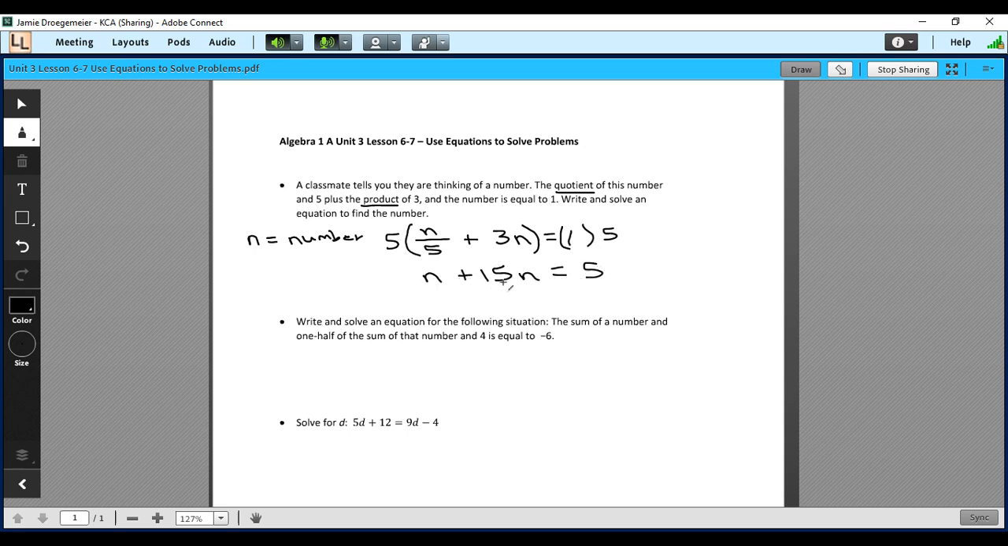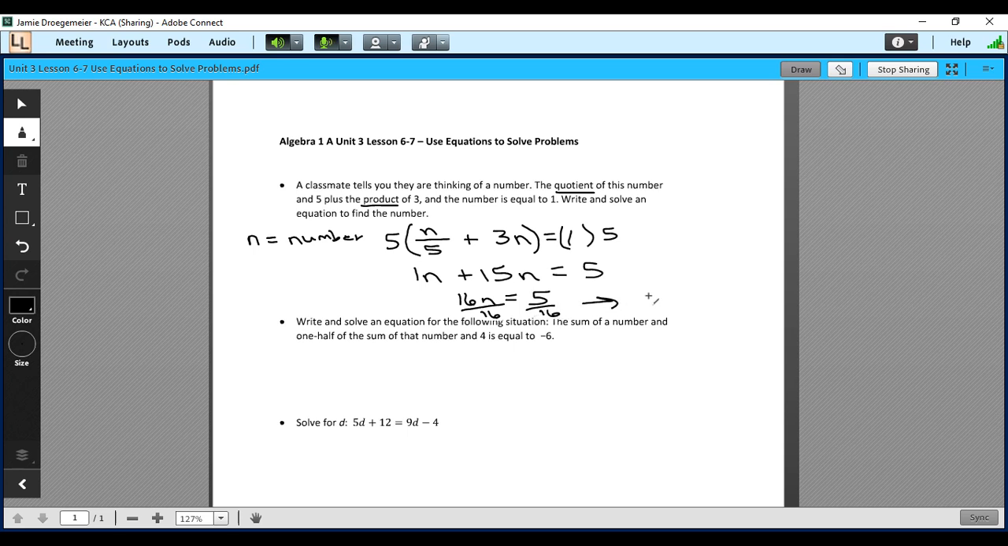Now I can add those two n terms together because they're like terms. Remember, this is the same as having 1n. So 1n plus 15n is 16n. So 16n is equal to 5. And then finally, to solve for n, right now that n is being multiplied by 16. We want to undo that multiplication by dividing.